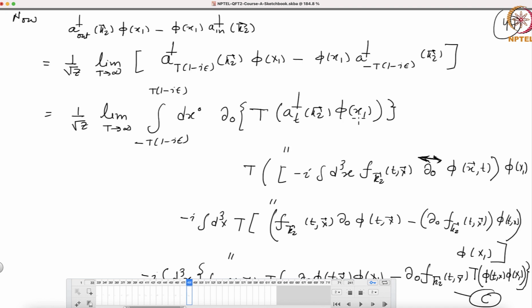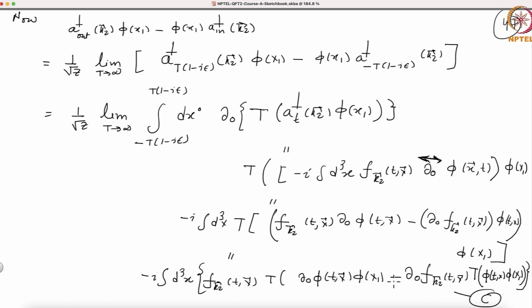Okay, so let's continue from where we left last time. Just a second. Okay, so we were here, but before I proceed, let's go back and see what we were doing.